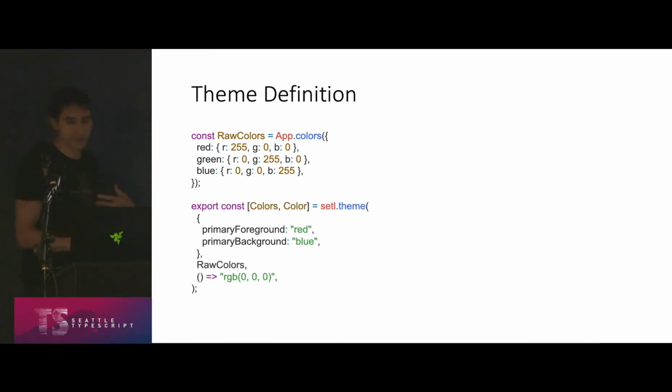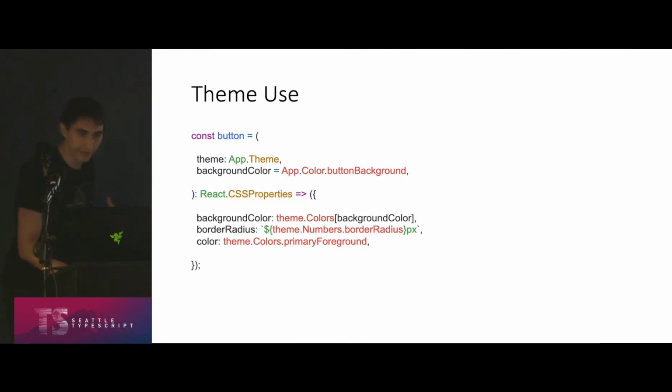So this way, in your application, you'll be able to say things like theme.colors.primary foreground, and that will give you the red color. You won't actually have to say red. And what this means is if you went in and you changed the primary foreground color to something else, you wouldn't have to Control-F through your app and replace where red was everywhere. You could just change the primary foreground color and it's going to automatically update everywhere.